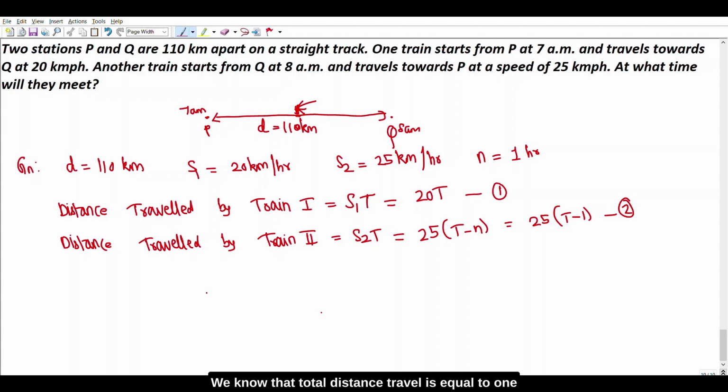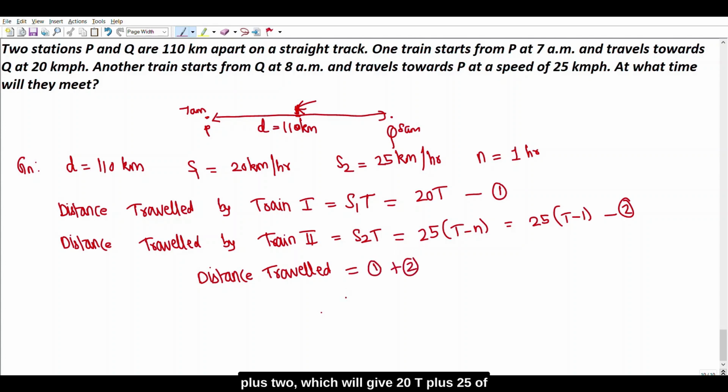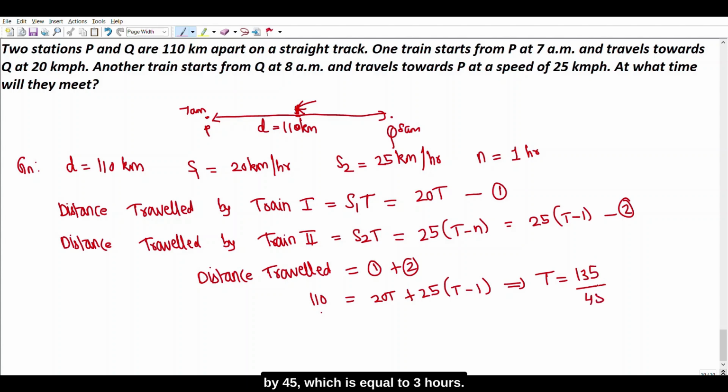We know that total distance traveled is equal to 1 plus 2, which will give 20t plus 25 of (t minus 1). It has been given in the question as 110. Therefore, on equating, we get t equal to 135 by 45, which is equal to 3 hours.